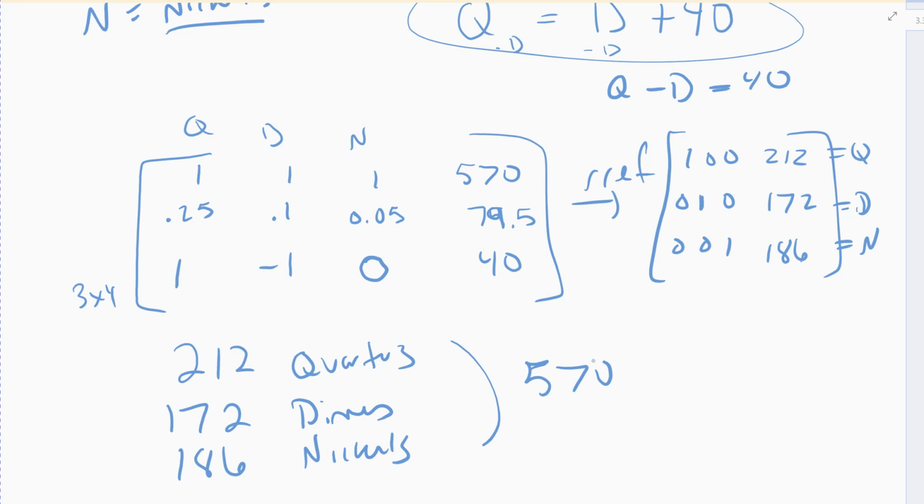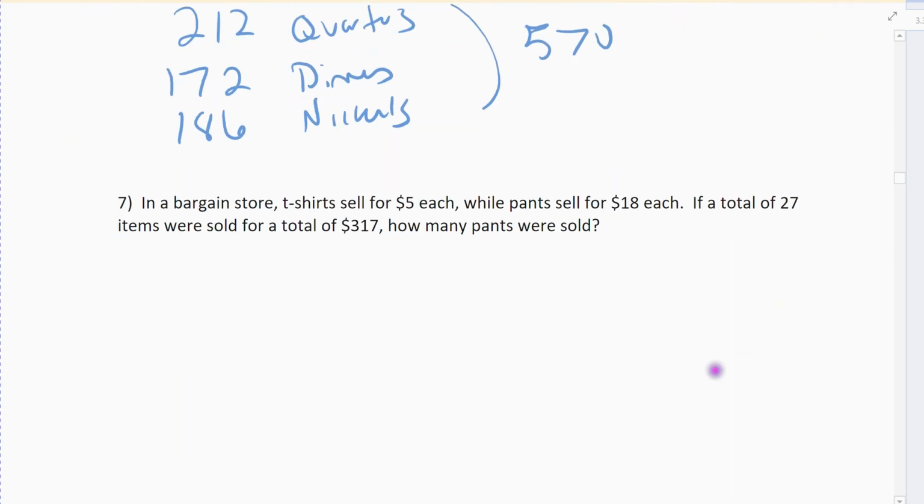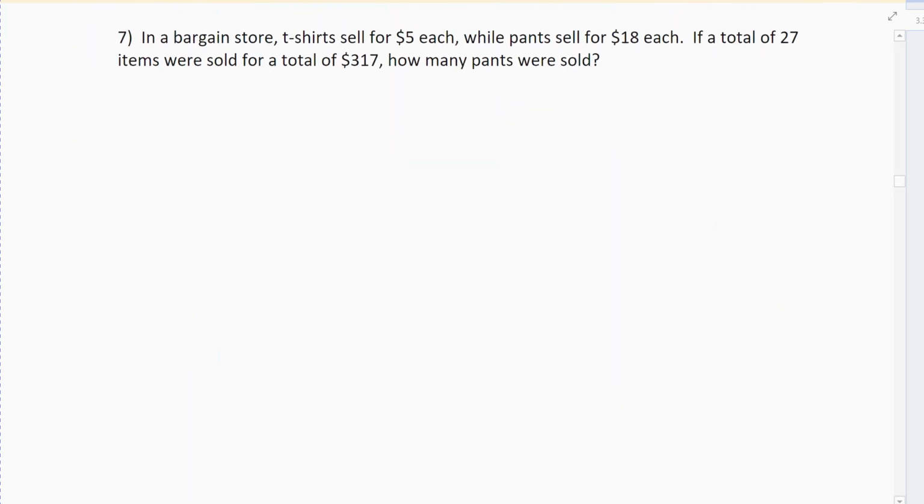Next example, the second example on this page. A bargain store sells t-shirts for $5 a piece. Pants sell for $18 a piece. There's a total of 27 items that were sold, for a total of $317. So how many pants were sold? There's only two things, shirts and pants. So there's only two unknowns, and it's up to you.